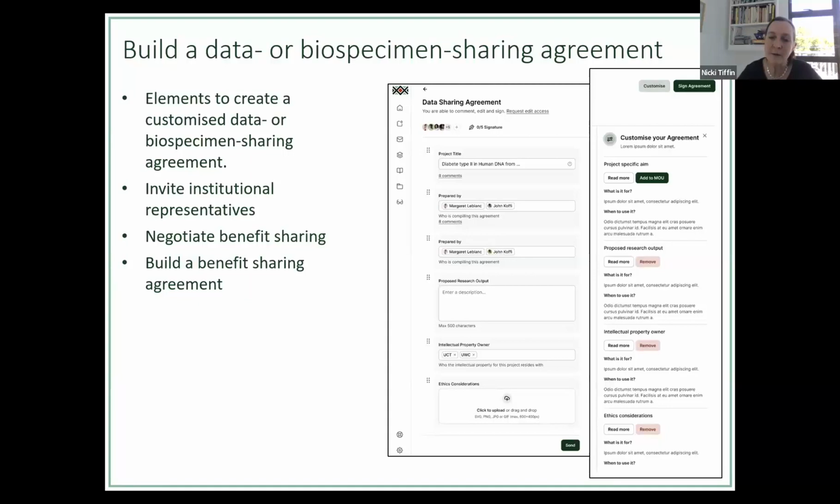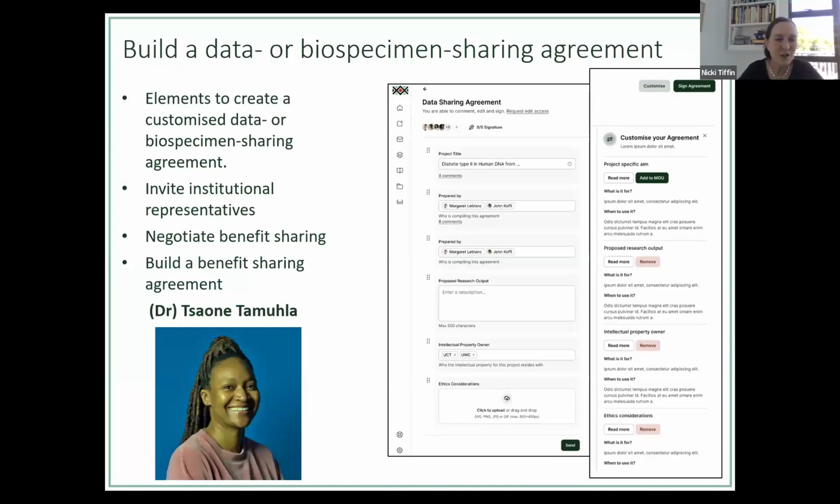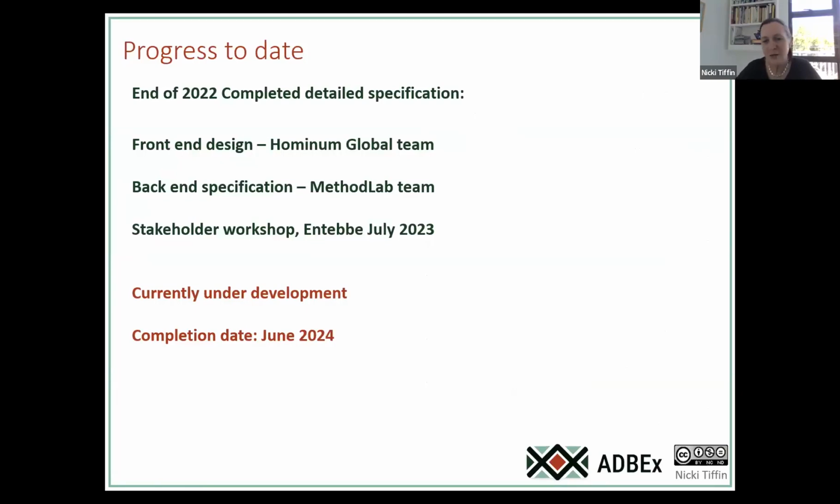And at this point, if you want to, you can also invite into this platform your legal representative or your tech transfer office, and build a fit-for-purpose detailed MOU about what you've agreed in your informal chatting. And just to mention Dr. Tsauneta Mukhla from my group, who's been working on this piece of the data sharing agreements and how we're putting it together. So just to wrap up, this is our progress to date.